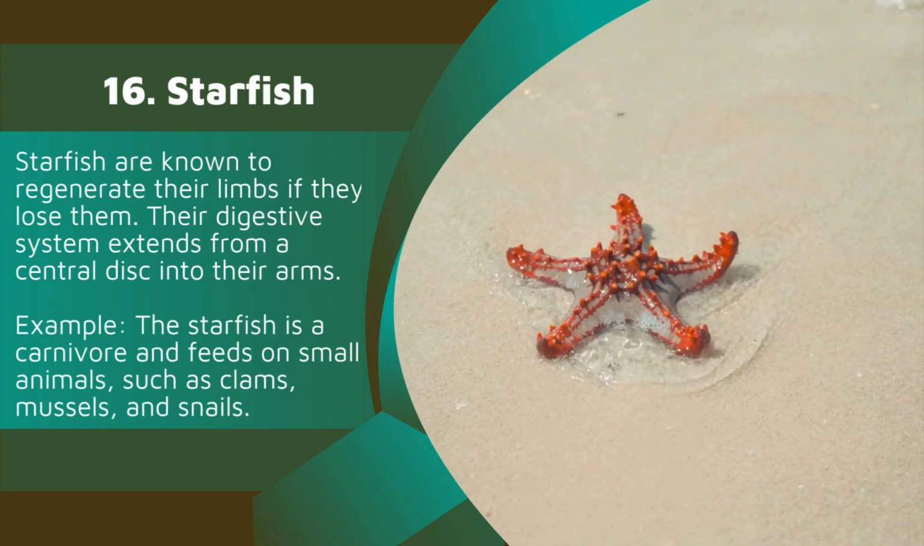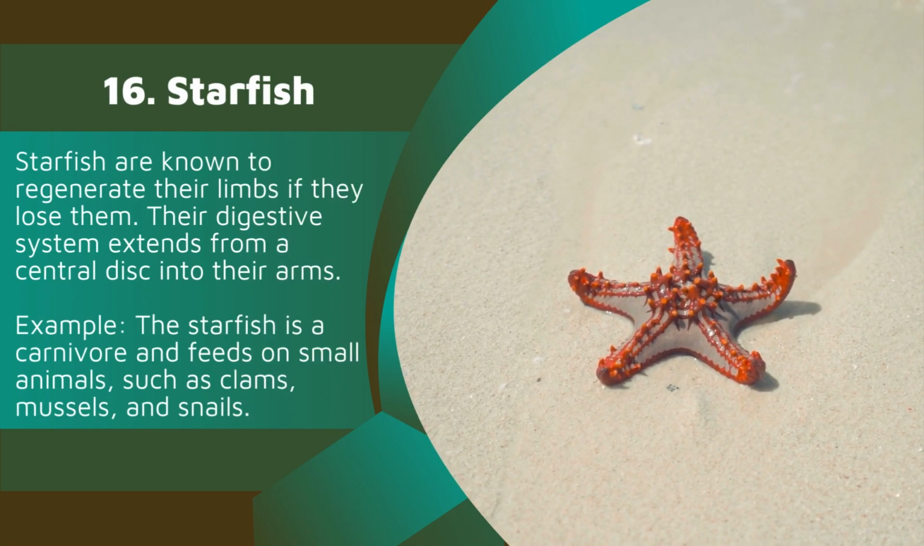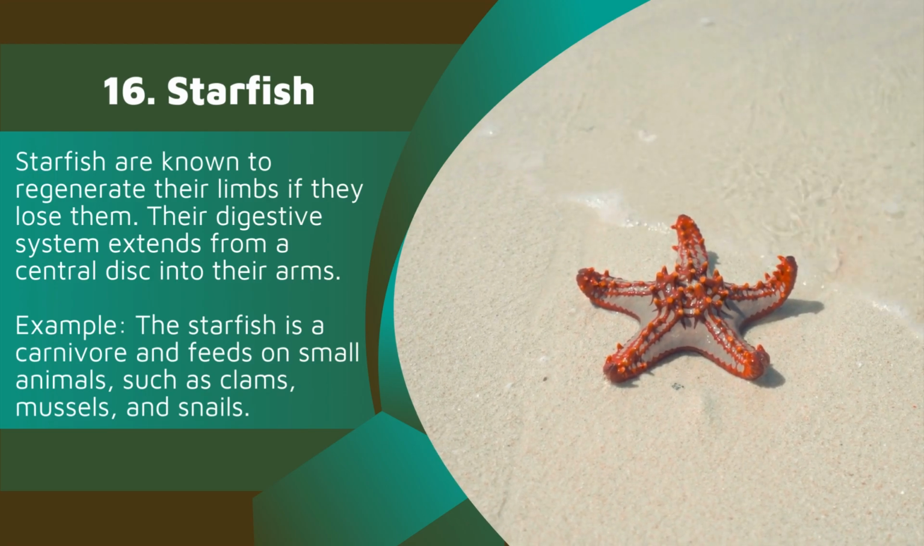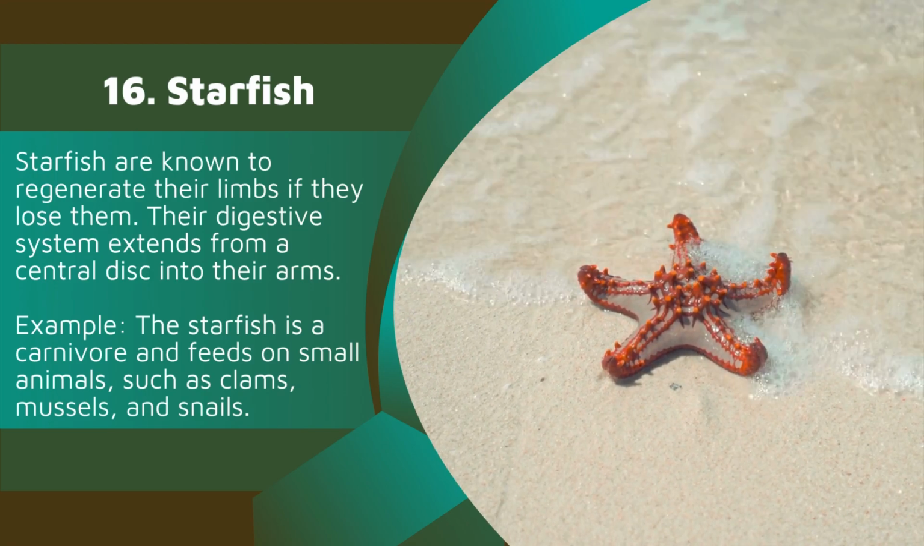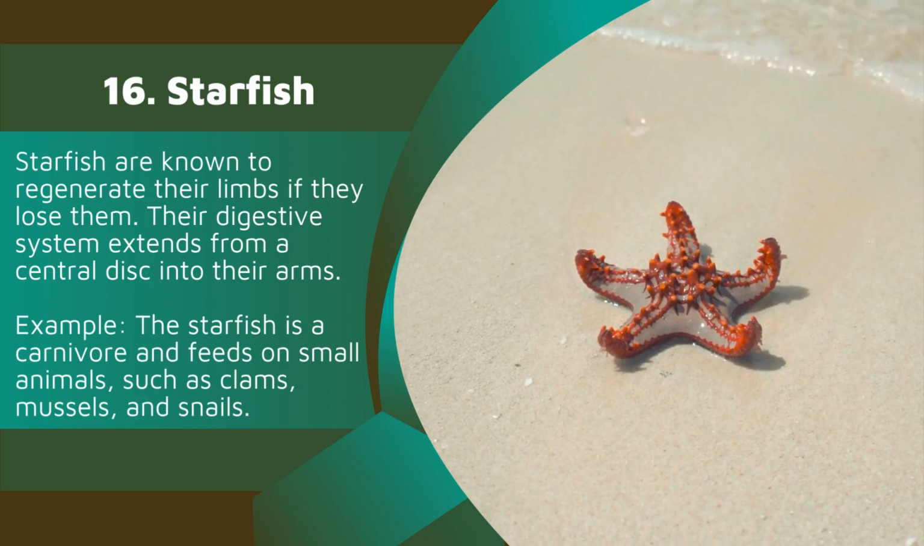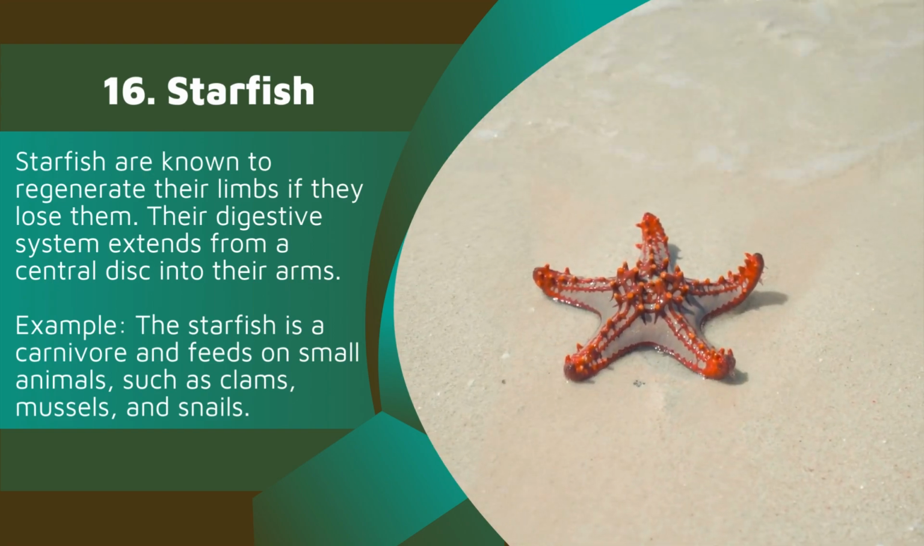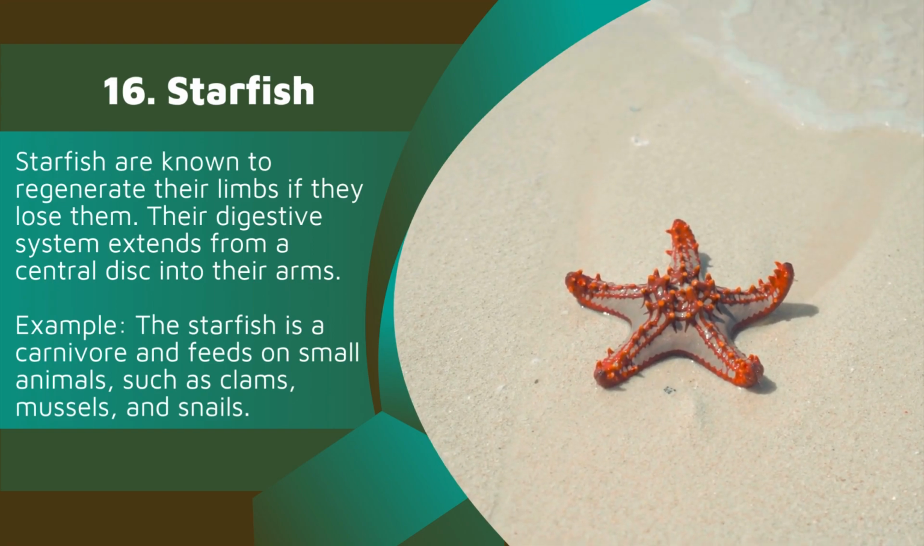16. Starfish. Starfish are known to regenerate their limbs if they lose them. Their digestive system extends from a central disc into their arms. Example, the starfish is a carnivore and feeds on small animals, such as clams, mussels, and snails.